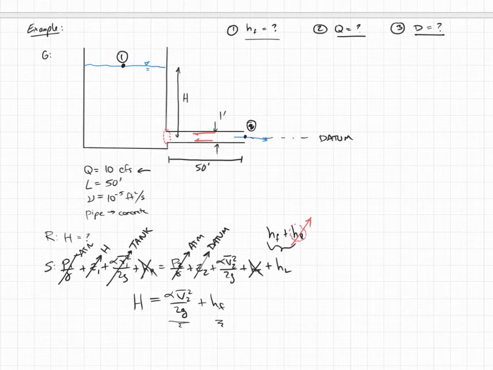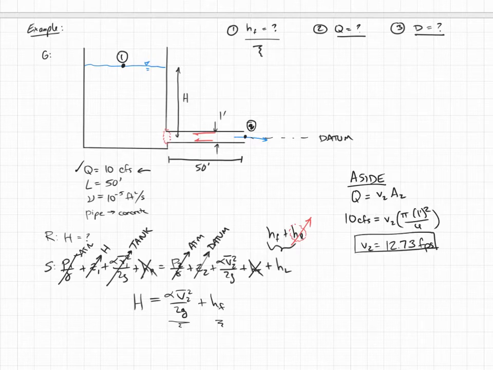Notice we could solve this because V2 is pretty easy to get at, because we have Q and we have the diameter of the pipe. So HF is the thing we're looking for, which means this is the easiest type of problem, and it's basically the most straightforward. As an aside, let's get that velocity, just knock it out. I can say Q equals V2A2. If we do our calculation and use the diameter of the pipe, then we get that V2 is 12.3 feet per second.